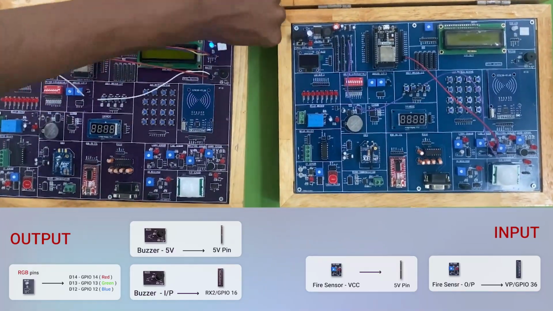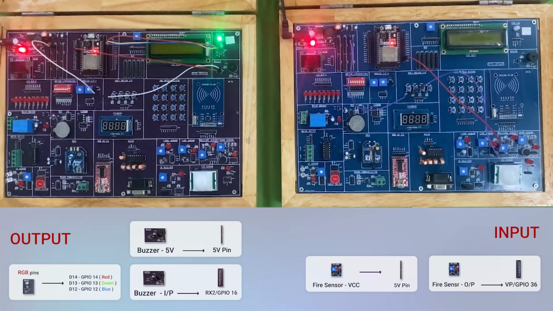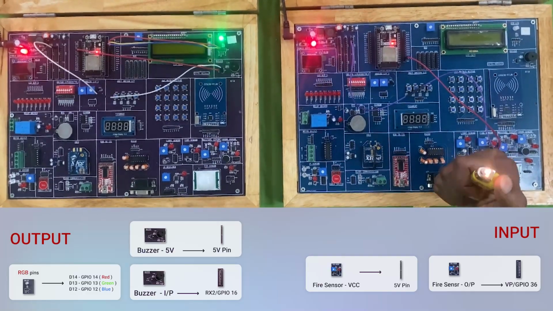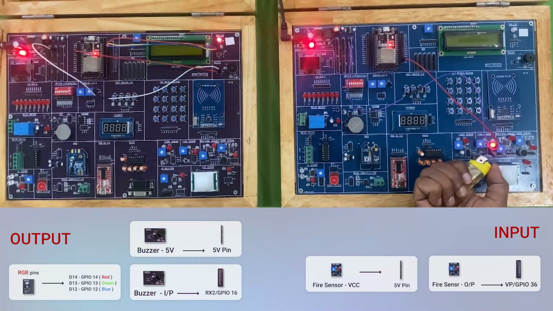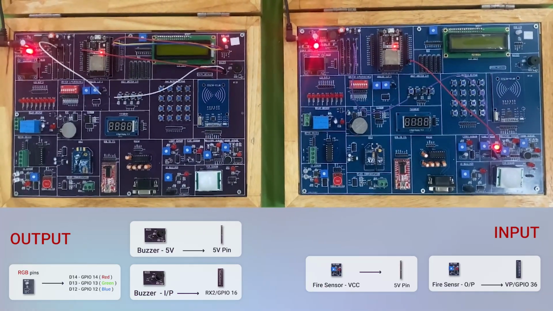Power both the IoT kit by connecting the adapter. Now heat the thermistor for the alarm function in buzzer and RGB LED indication in the another kit.